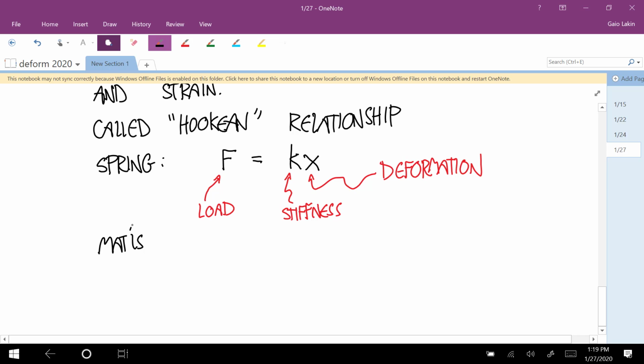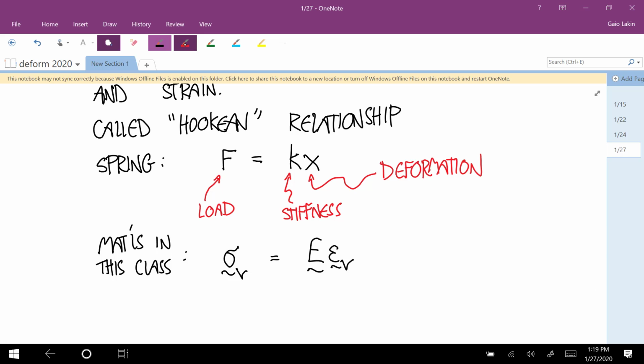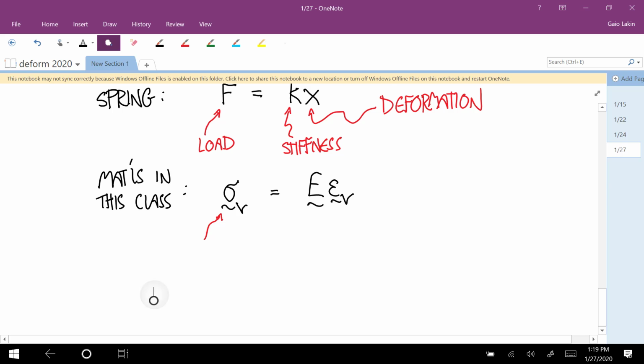Well, materials in this class will have a relationship that says the stress tensor, and we're going to use the Voigt form for this, is equal to a capital E, that's a matrix, times the Voigt strain. Okay, so what are these things? This is a 6x1, like a 6-element vector looking thing, representing load.